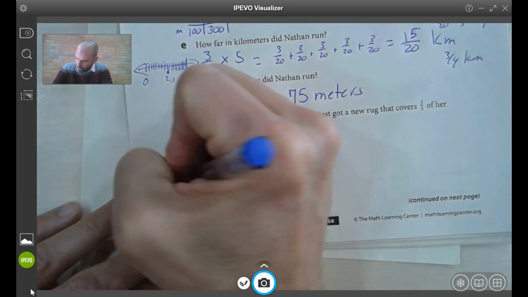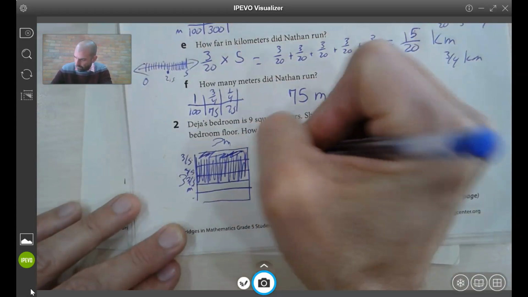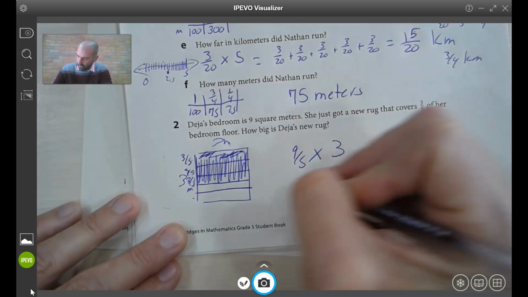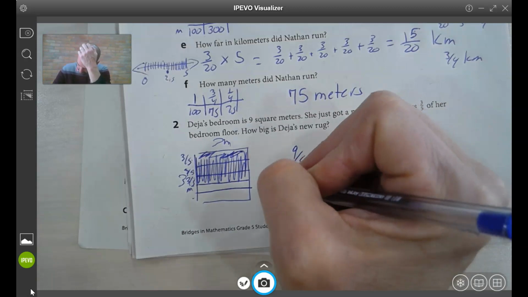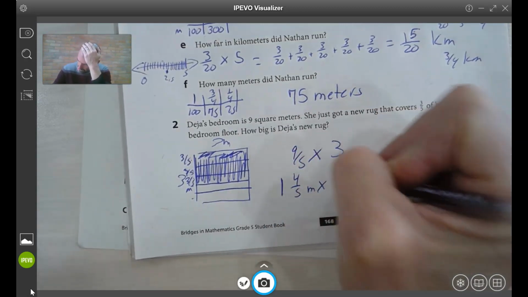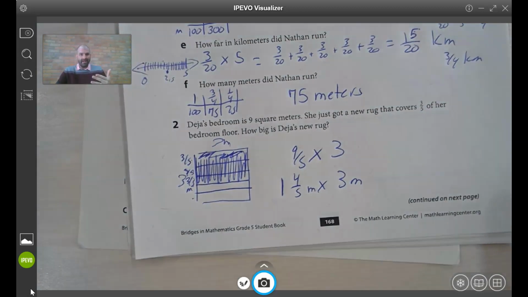So each one of these is 3/5. So now we have 9/5 by 3. Or we could pull out a whole 5 and leave 4 left over. 1 4/5 of a meter by 3 meters. That's the size of the rug.